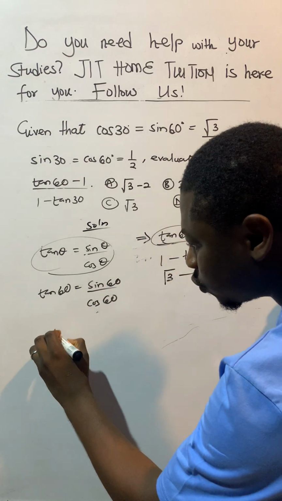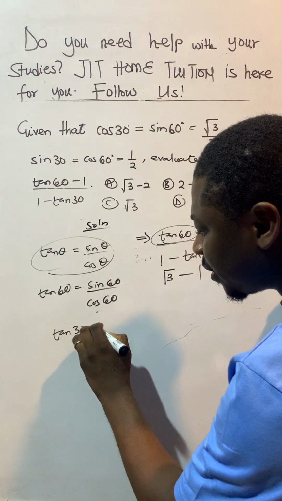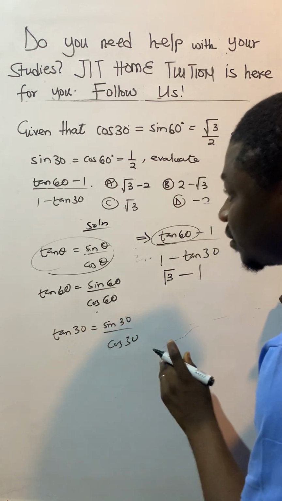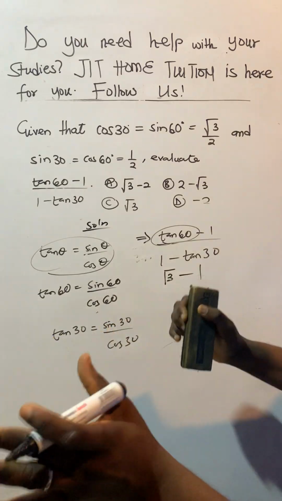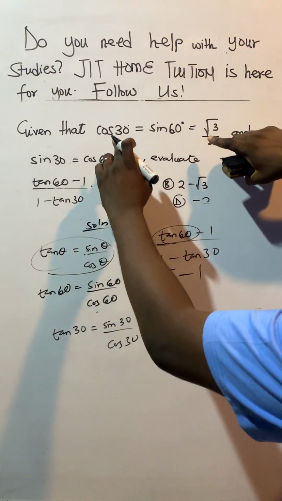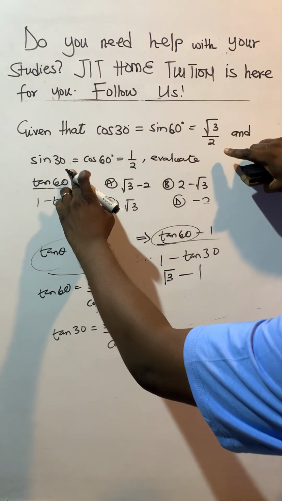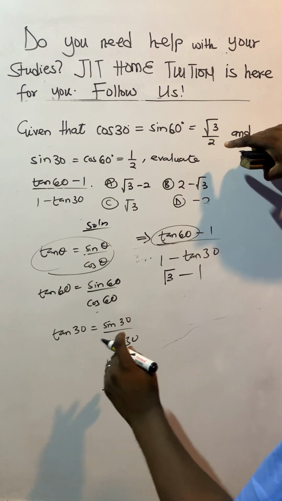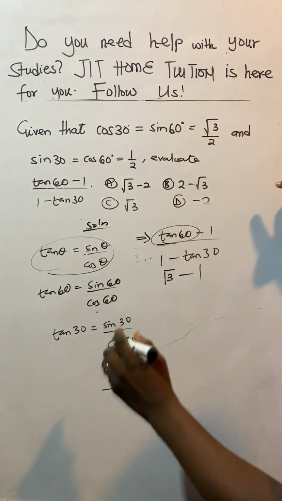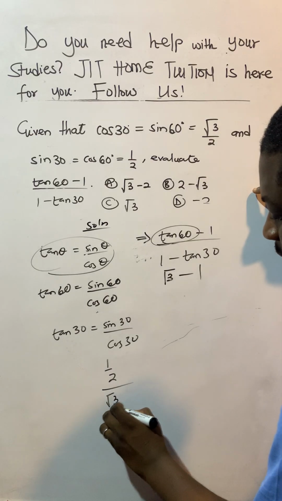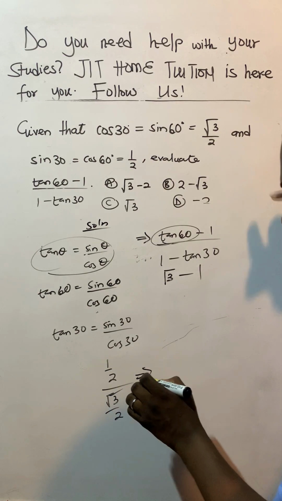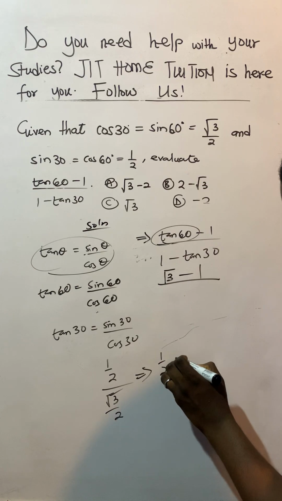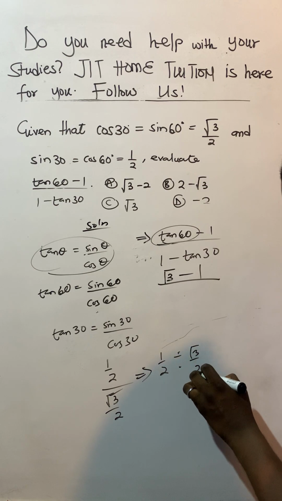Then let's come to tan 30 equal to sine 30 over cos 30. With the explanation given so far, you look for sine 30, which is 1 over 2. Then you have cos 30. Cos 30 is root 3 on 2. So that will become 1 over 2 divided by root 3 on 2.